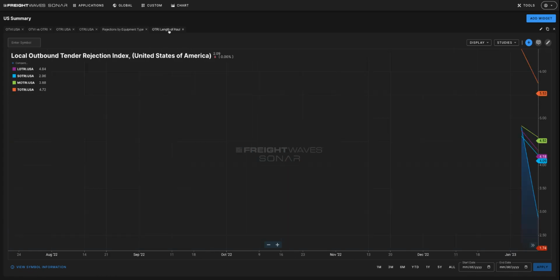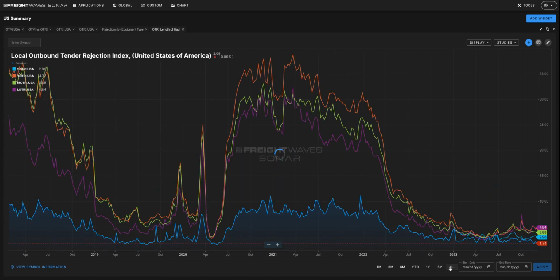That's how you break out those equipment types. And then we did take it a little bit further for even more diagnosis in what's going on in a specific market by looking at the length of haul. So we have 5 different length of hauls, and the way that we break them out is by local, short, mid haul, tweener, and long haul.